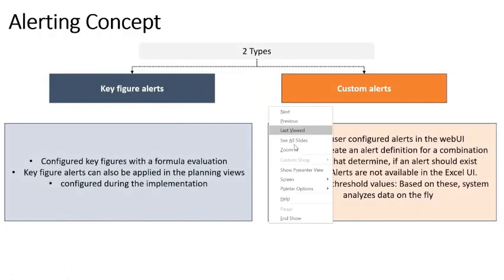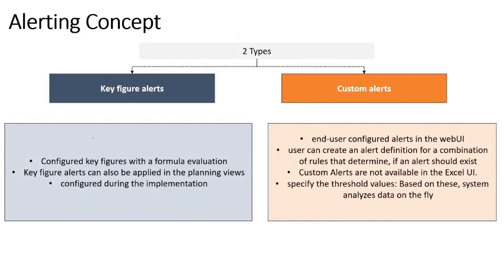There are two types of alerts here. One is a key figure alert, and the other is a custom alert. What's the difference? A key figure alert is a configured key figure. It is a separate key figure. We have to create an alert key figure, and also with the formula evaluation, like when that alert comes in. For example, a shortage in inventory targets. If the projected stock is less than my inventory target, I need an alert. So for that you create an alert key figure.